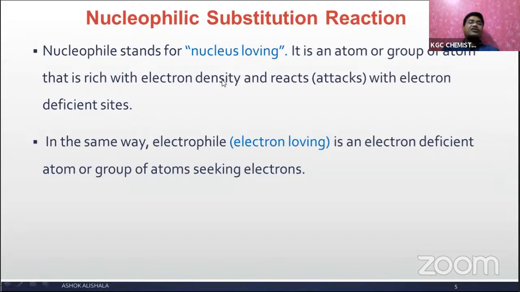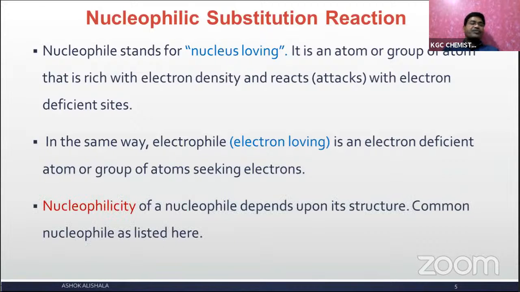Here there is excess electron density, whereas here electrons are less. These are rich in electrons, these are poor in electrons. Electron deficient atom or group of atoms seeking electrons. Nucleophilicity, you remember this terminology. I am telling here what is a nucleophile, what is an electrophile, and what is nucleophilicity.